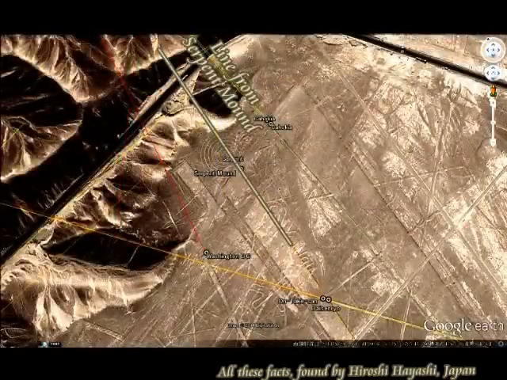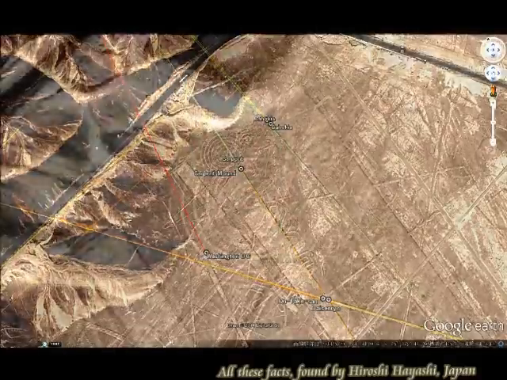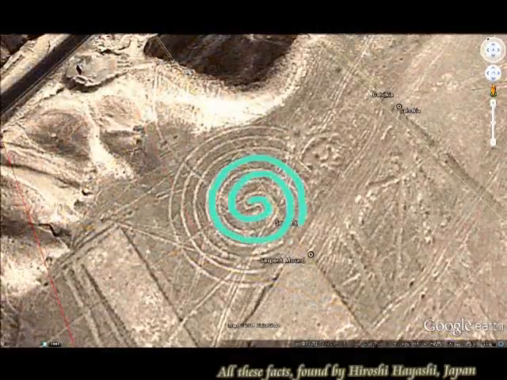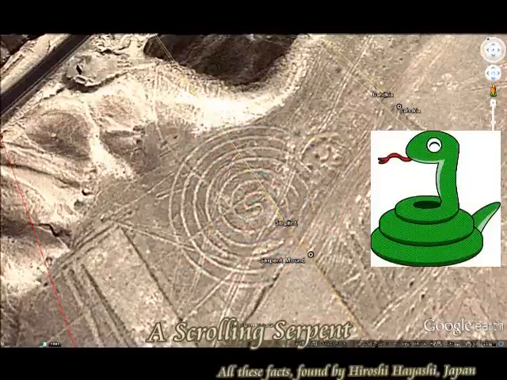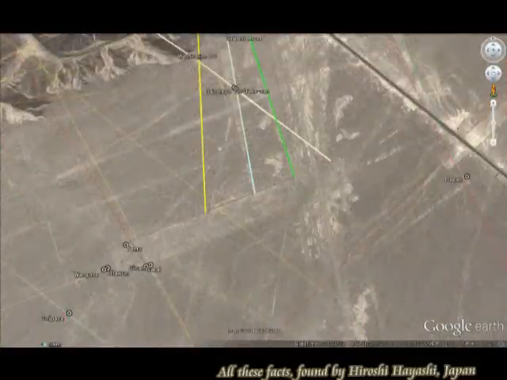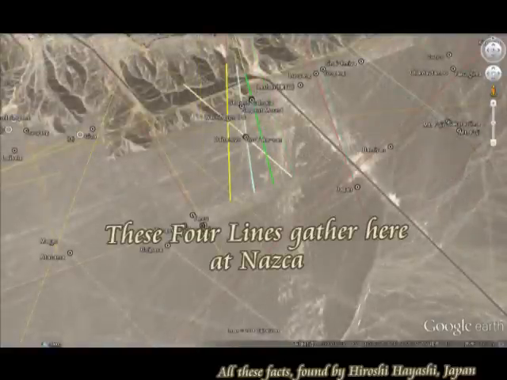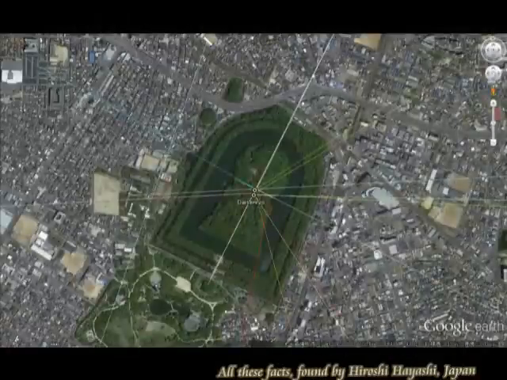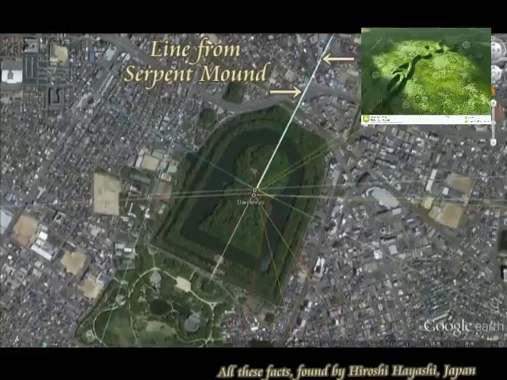And the line from Serpent Mound shows a sort of landmark here, Serpent Mound, all right, and Snake Mound. Here you can see sort of a landmark, which is the snake, right? So this line will take you to Serpent Mound. And these 4 lines gather here, as I told you. And they are very sharply, nearly the same intervals. Okay, and this is Daisenryo Mound, and this line comes from Serpent Mound, as I told you.